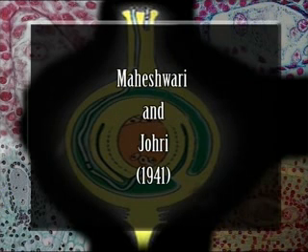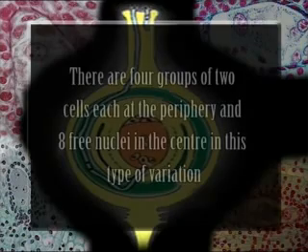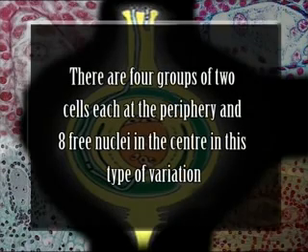Maheshwari and Johri in 1941 studied the embryo sac development in Acalypha indica, which is almost similar to Penaea type but differs slightly in the organization of mature embryo sac. Here each peripheral group consists of 2 cells and 2 nuclei of each quarter remain free and migrate to the center and fuse to form the secondary nucleus. Thus there are 4 groups of 2 cells at the periphery and 8 free nuclei in the center in this type of variation.